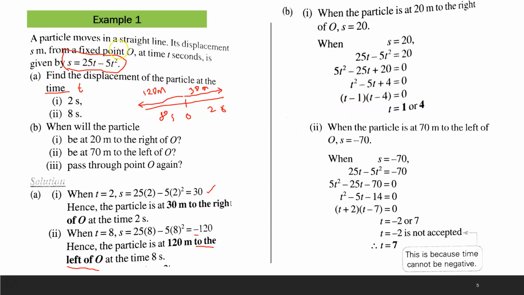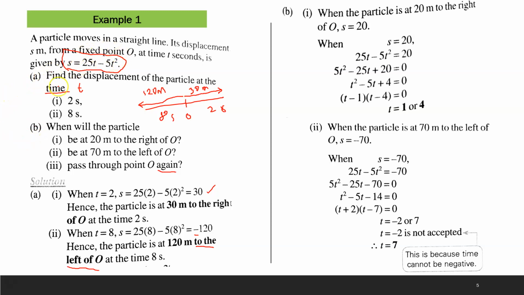Okay. Let's see the question B. When will the particle, number 1, be at 20 meter to the right of O? Second, be at 70 meter to the left of O. And third, pass through point O again. Ada perkataan again di situ. Okay, so dekat sini yang B ni soalan dia terbalik sikit dengan soalan A.